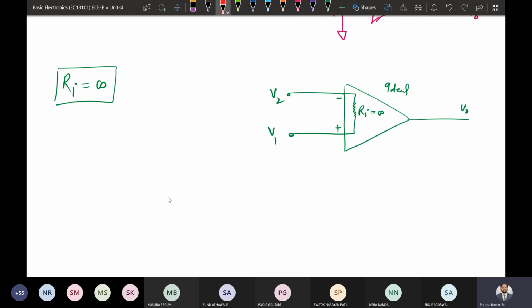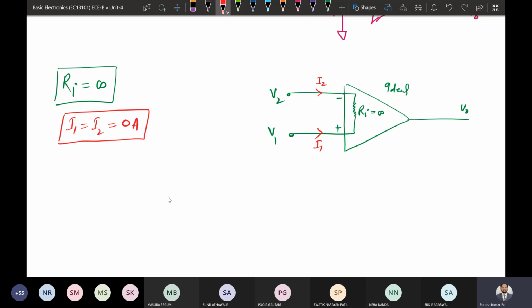If it is open circuited, suppose there is an I2 current, and this is the I1 current. So if the input resistance is infinity, it will be an open circuit. If it is an open circuit, the current flowing through it will be equal to 0. So if the ideal operational amplifier is there, then I1 and I2 will be equal and equal to 0 ampere. That means there will be no current flowing through this terminal, through this resistance, if the operational amplifier is an ideal one.